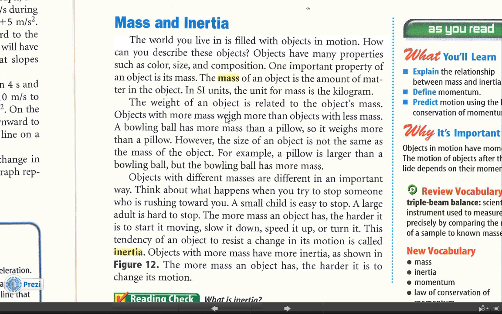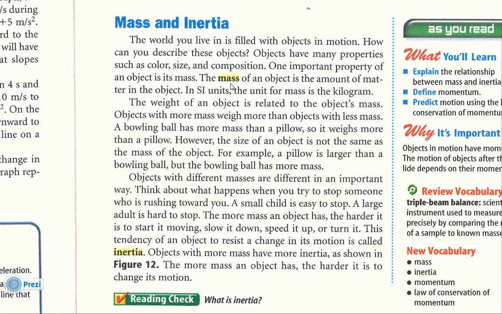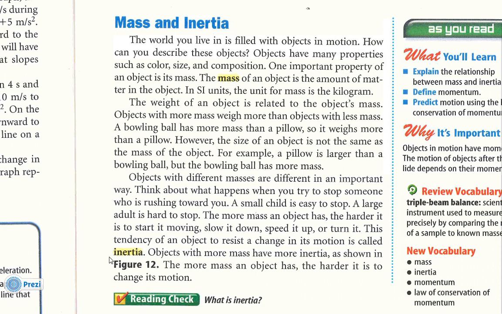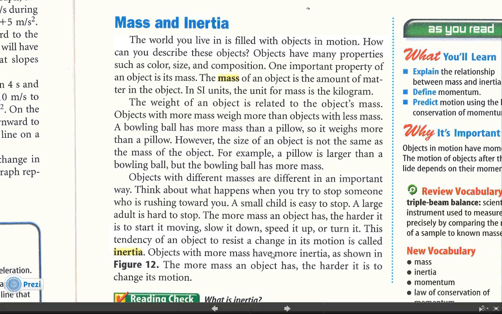So our two yellow words here: mass, which is the amount of matter in an object. It is not the weight of the object. You must realize that. And then inertia is how hard it is to change an object's motion. Now, remember that the difficult thing with inertia is that if you are at rest, you can change your motion by starting to move.